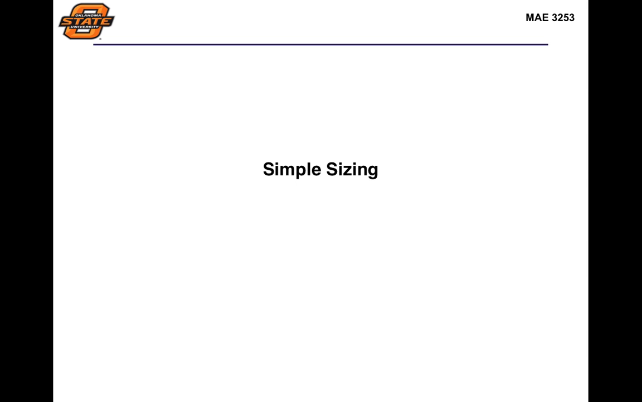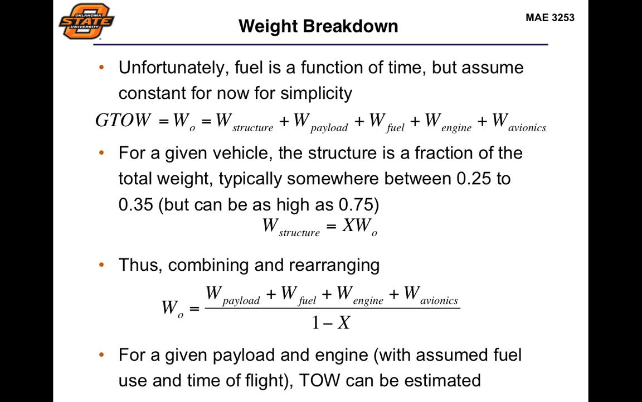Okay, let's take a look at some simple sizing first, a way that you can quickly get an estimate about what your vehicle weight is going to be. Now, if you recall, we developed this basic weight breakdown where we take the gross takeoff weight of the vehicle and we separate it into basic components of the aircraft: structure, payload, fuel, engine, avionics. There's just one way to do it. There are different ways you can group these things, but generally speaking, this is the most common way.